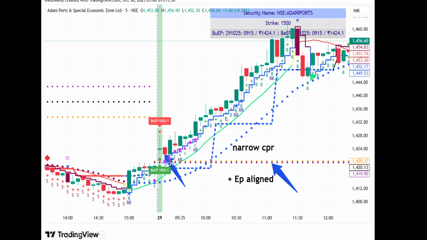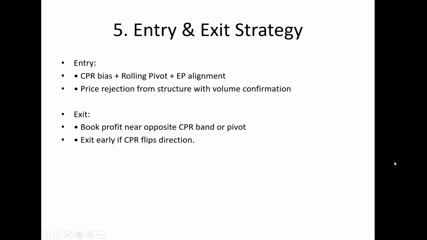probably yesterday and the day before yesterday. I was not trading because I was at a family function. I missed this. Probably I have taken a screenshot and posted this.